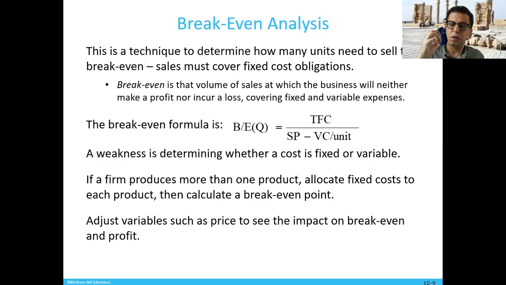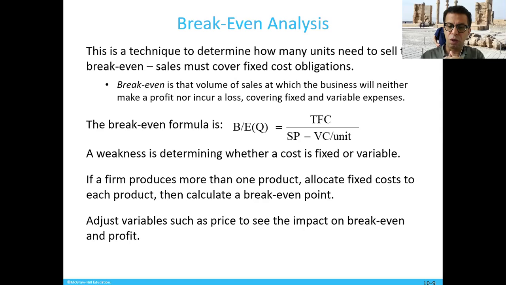The fixed cost is there whether you shut off or have it running, like the rent or having equipment. Whether you are doing business or not, it is a fixed cost. There is a weakness in determining whether a cost is fixed or variable. If a firm produces more than one product, then you allocate the variable cost of each product to them to make the calculation of the break even.